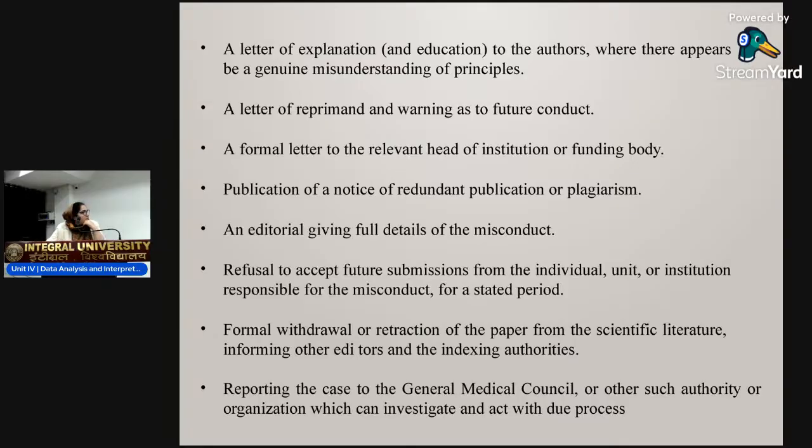A letter of reprimand and warning as to future conduct, a formal letter to the relevant head of institution or funding body. So the employer will write to the funding body, okay, XYZ should not be given funds anymore. Publication of a notice of redundant publication or plagiarism, and an editorial giving the full details of the misconduct. Sometimes, I think if we get time, I'll show you that case study, or you can read that case study on your own.